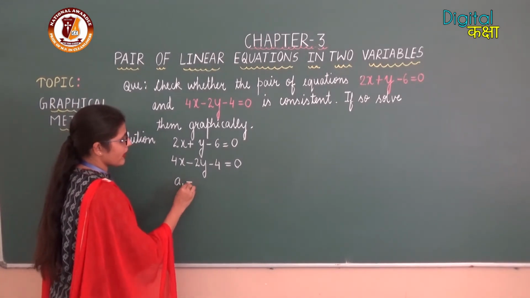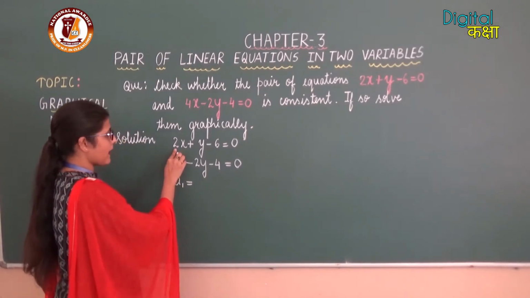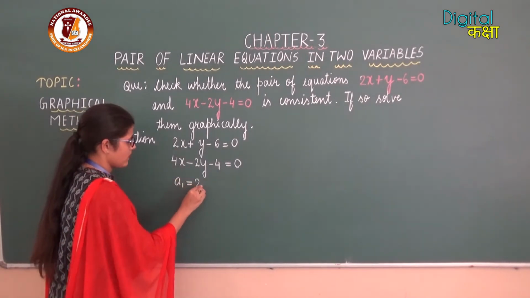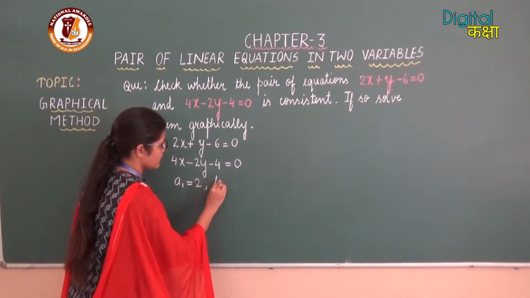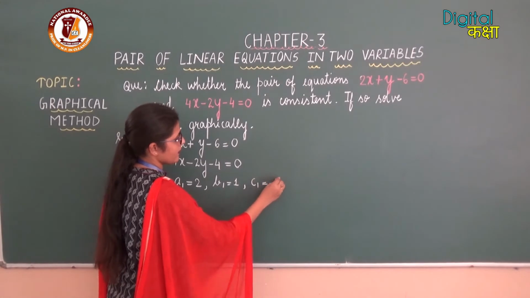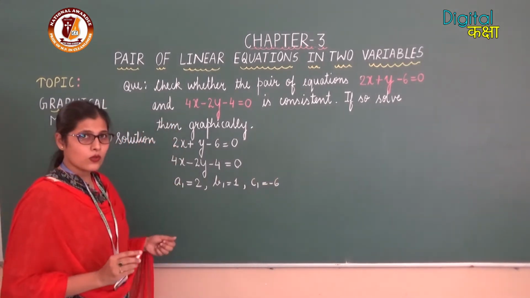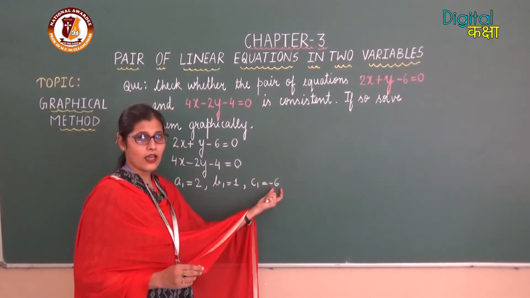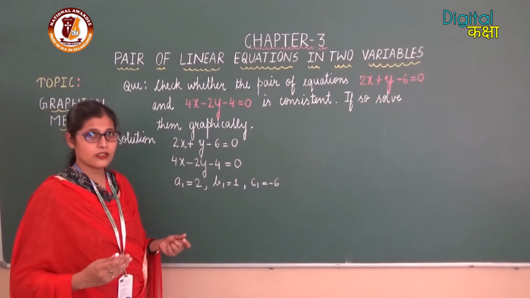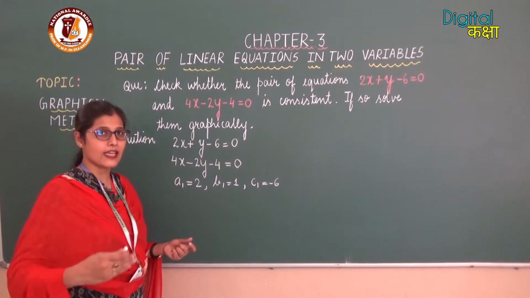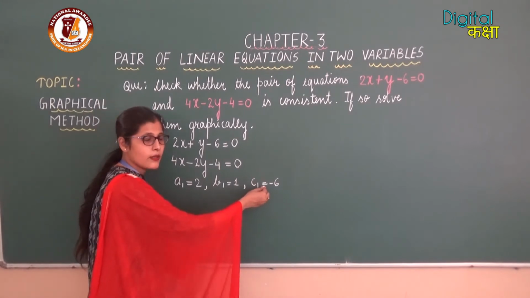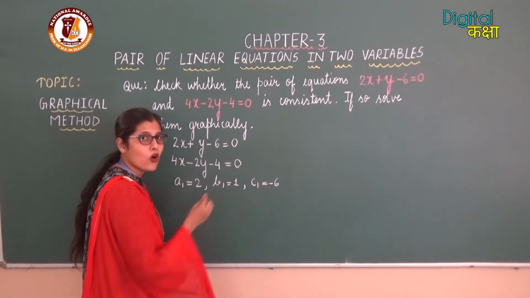Therefore, the value of A1 will be, since I am comparing the first equation, the coefficient of x, which is 2. The value of B1 will be 1 and the value of C1 will be minus 6. Now, why am I considering the minus sign in the constant? Because in our standard form, the linear equation has been given with the plus sign in between all the terms. So, on comparing, we will be considering the minus sign in the value of the constant.